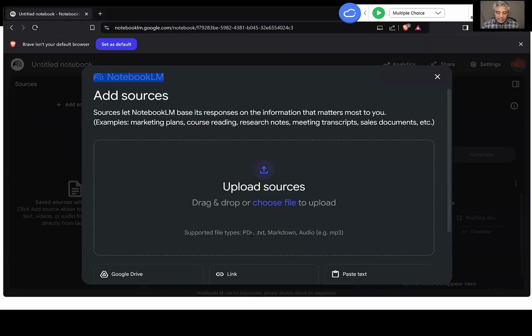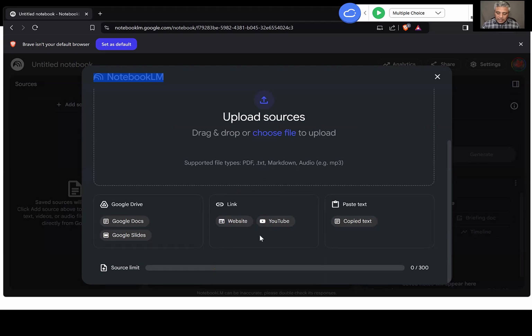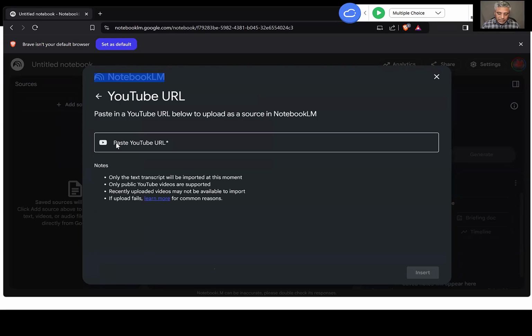So the files could be PDF, that's what I have done. But you can also upload your own file, and it could be text, or it can also be a podcast, for example, right? It can also upload an audio file. And more importantly, you can also copy and paste the link of a website. And you can also copy and paste a link from YouTube. So if you do that, it's going to allow you to paste the YouTube link.